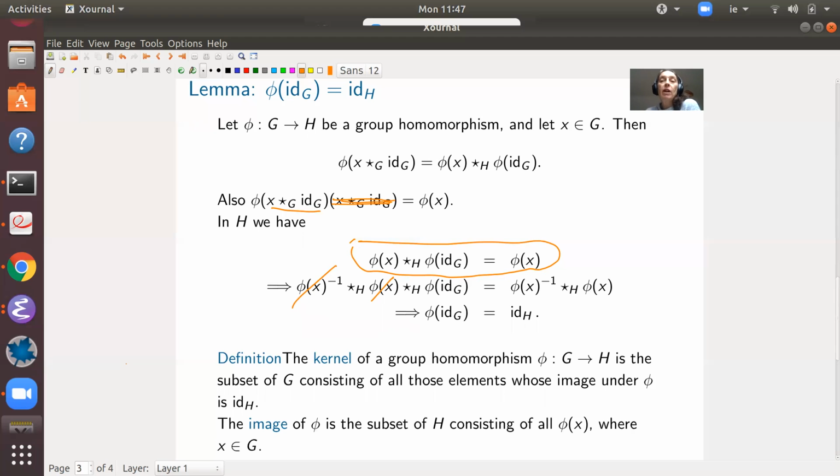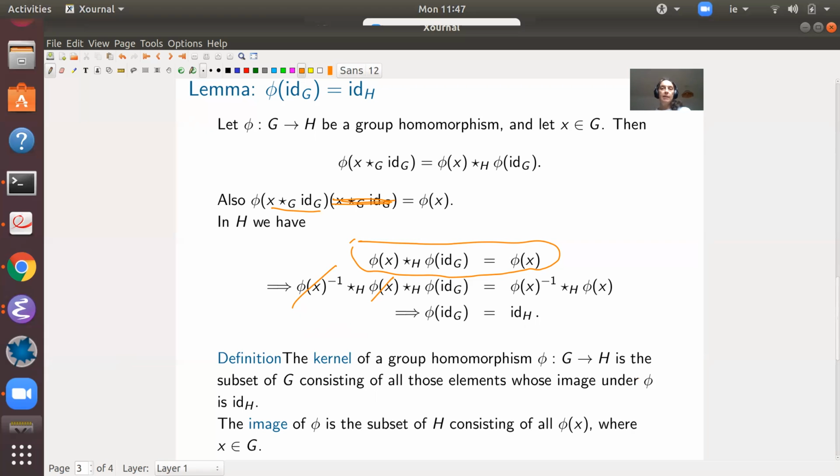And that's the definition of the kernel of a group homomorphism. So if we have a homomorphism from a group G to a group H, its kernel is the subset of the domain G consisting of those elements whose image under the homomorphism is the identity element over in H. And we can observe from the lemma here that the kernel of a group homomorphism is never empty. It always at least contains the identity element of the domain.